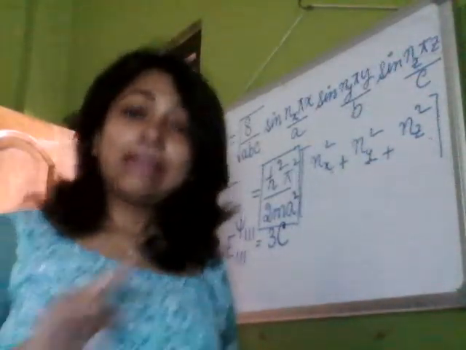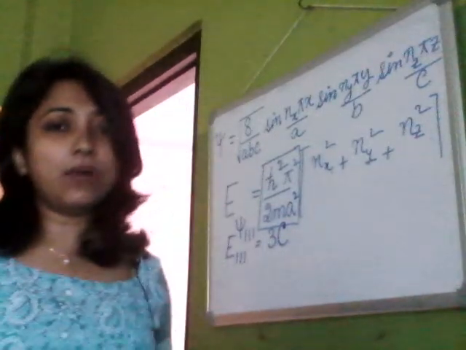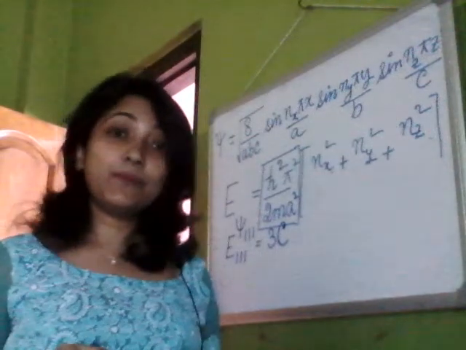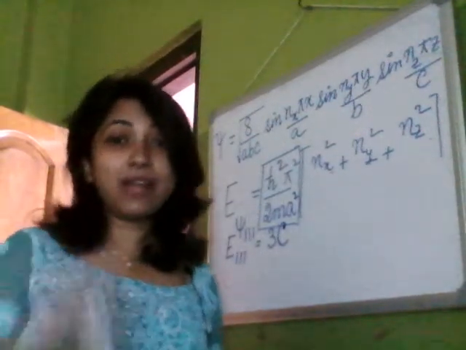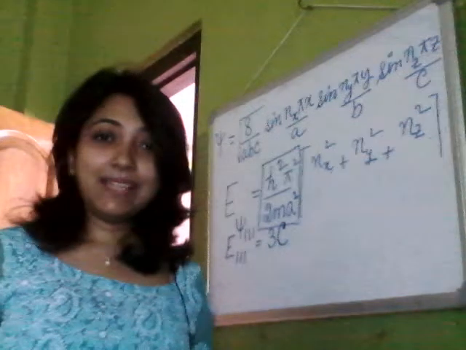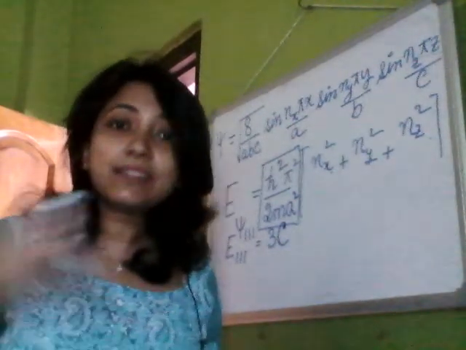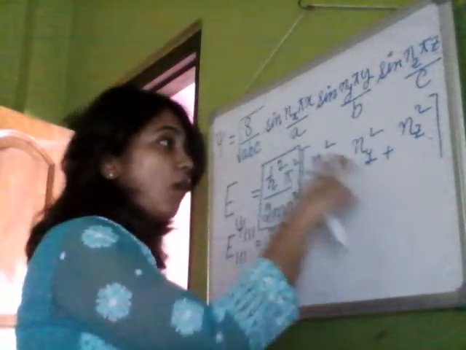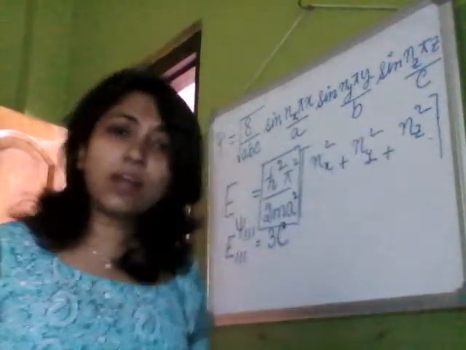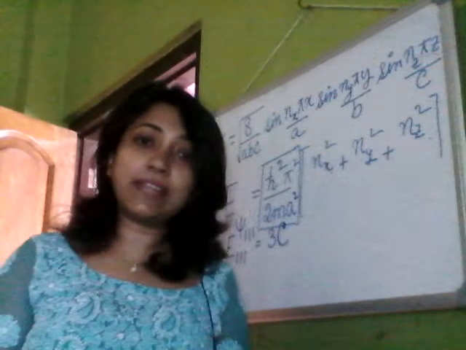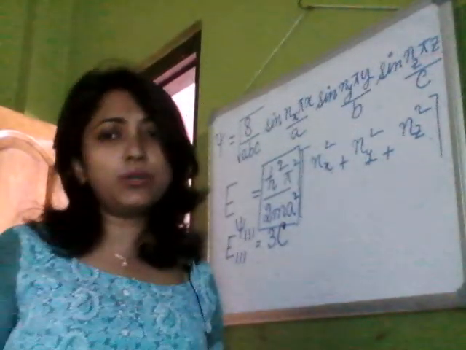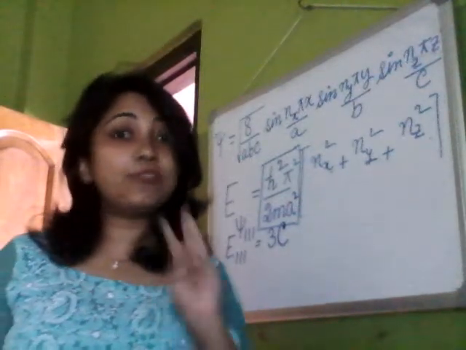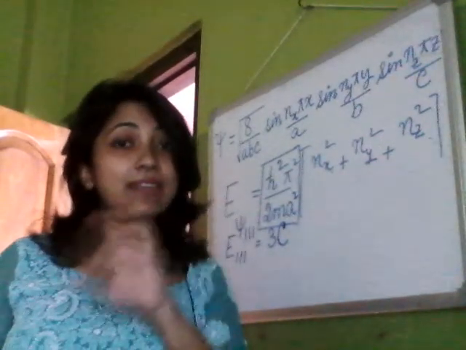Fine. Then tell me, how can I find out what will be the first excited state energy? Can you tell me? I want answers over here. How will I get my next excited state energy? I'm going to consider all the three values. So what comes to our mind? When we were doing yesterday, from N equal to 1, we jumped to N equal to 2. Correct? But here I don't have only one N. I have three N's: NX, NY and NZ.